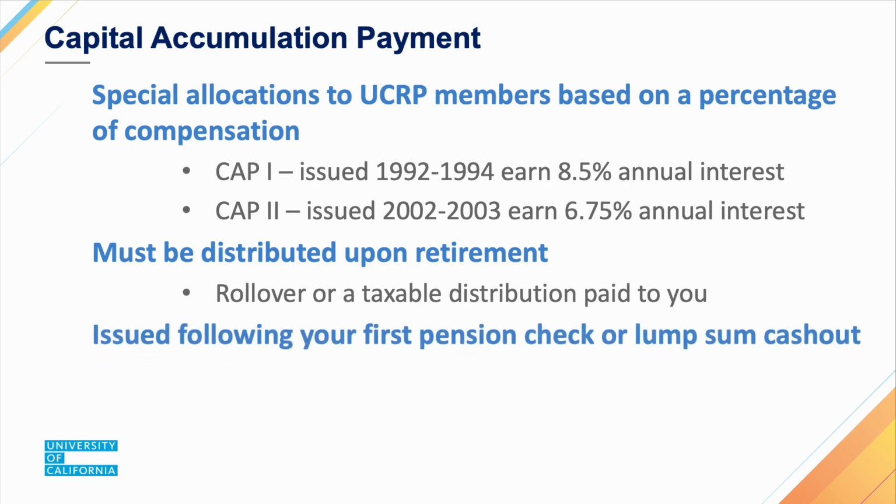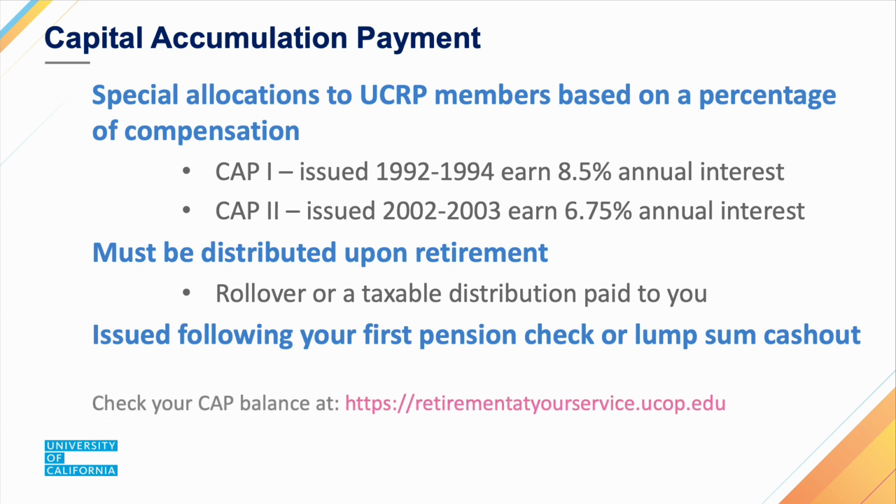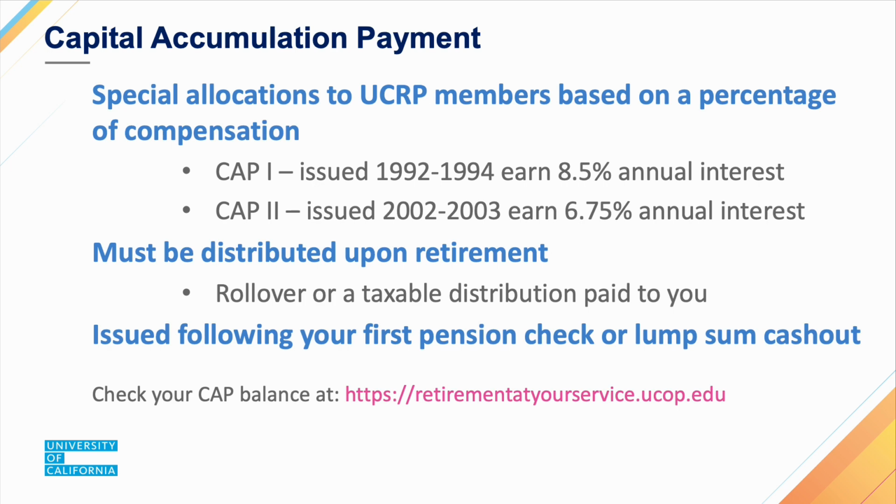Now you can view your current CAP balances, and the system will project a CAP account if you have CAP already, and you'll be able to view that by logging into your UC At Your Service account. Payment will be issued following the first pension check or lump sum cash out, whether you elect monthly or the lump sum payout.